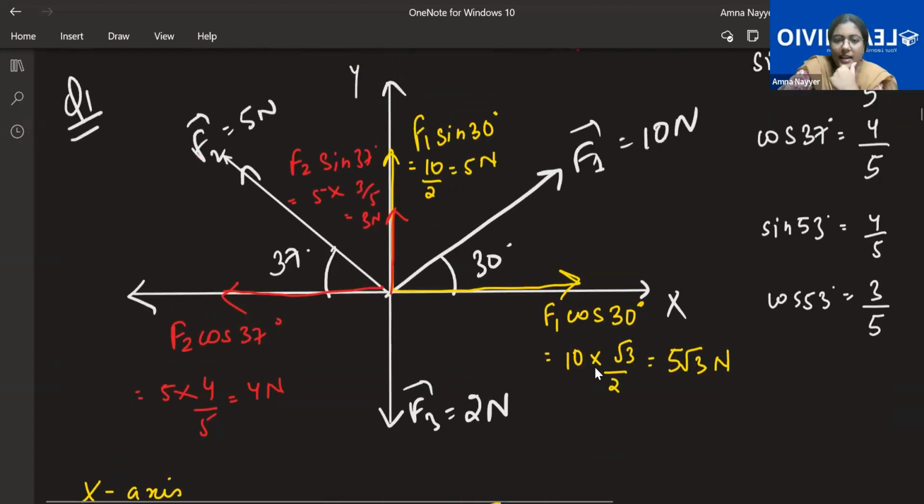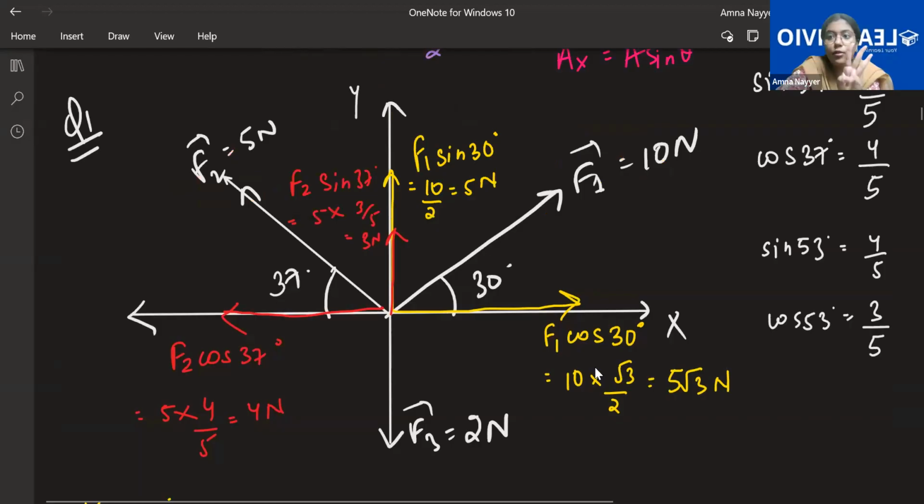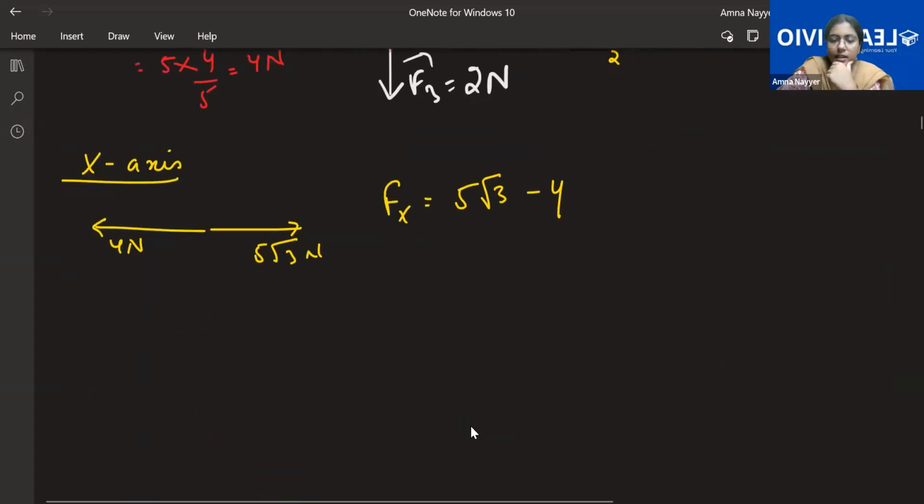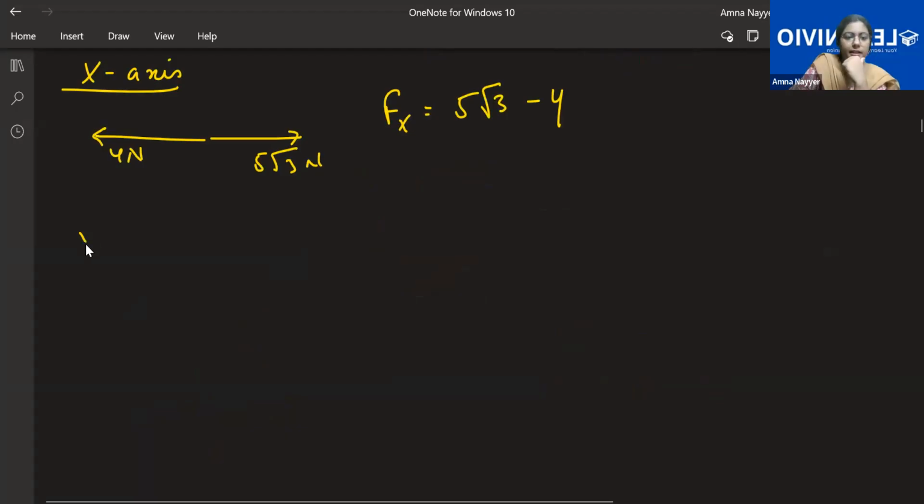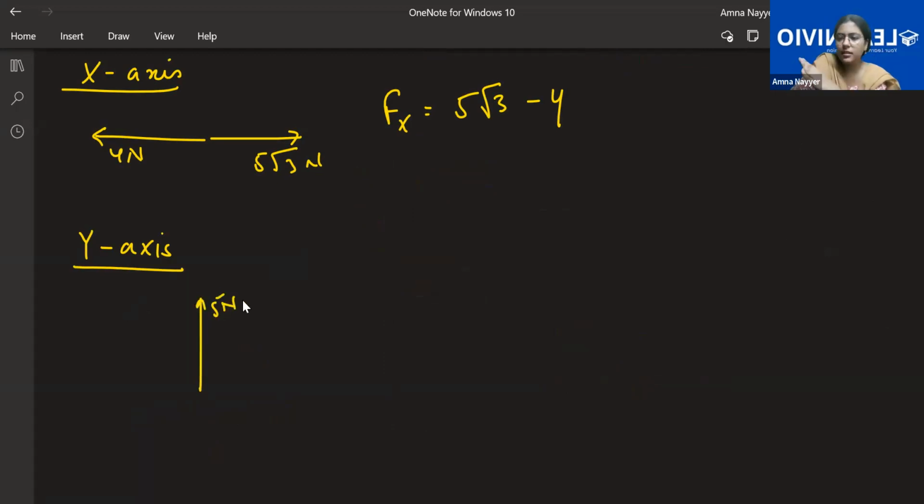Come to the y-axis. Class, there are 3 forces along the y-axis: 5 Newton, 3 Newton, and this 2 Newton. I'll write it again. Y-axis. One was 5 Newton due to F1. One was 3 Newton due to F2. And one force was downwards, 2 Newton, that we didn't disturb because it was already along the y-axis.